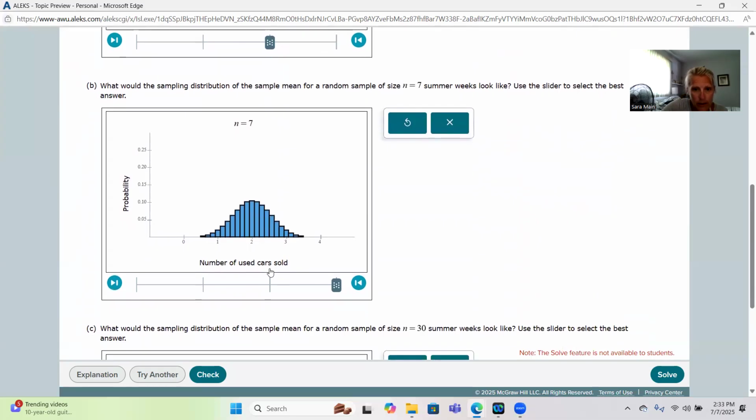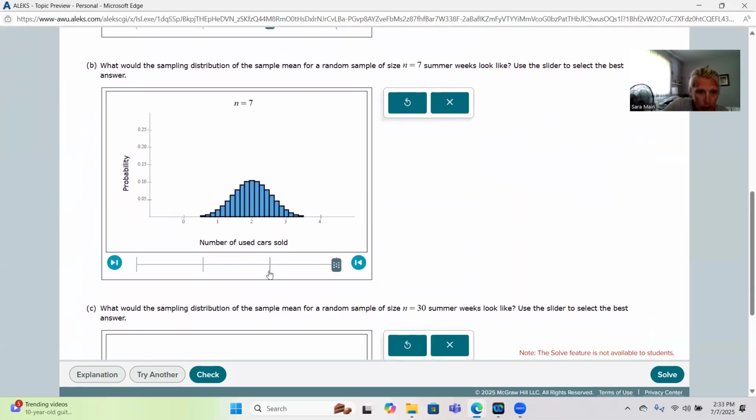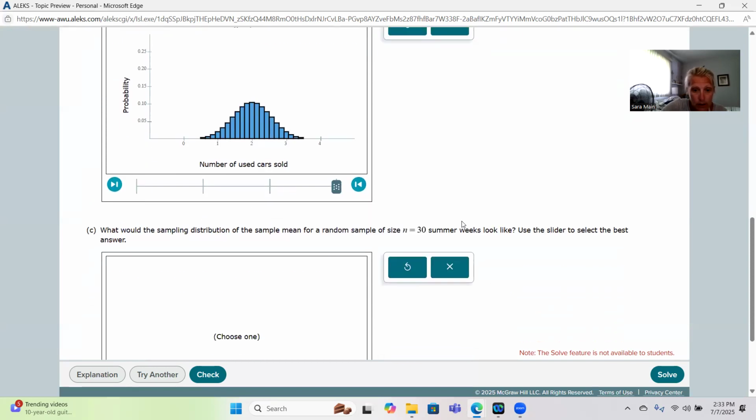So now let's go to sample size of 7. We're looking for a mean of 2. So let's go to the first choice. The mean is definitely closer to 1. This one, the mean is definitely closer to 3. This one over here, the mean is at 2. So we're choosing the one where the mean is at 2. And you can see that it's becoming more symmetric and closer to the center.